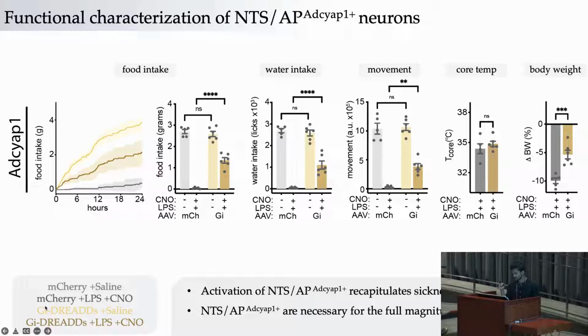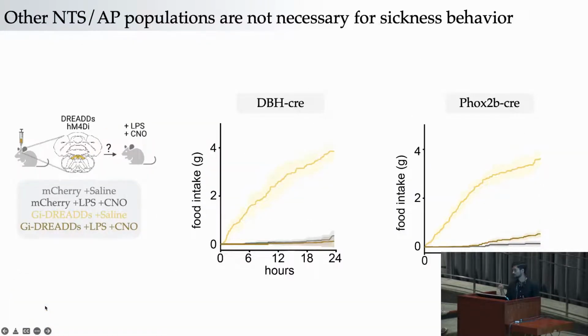saw active. Now, if we test other lines that we saw, we're able to induce some level of this sort of sickness response. We see that they are unable to block the actual induction of this response, indicating that the ADCYAP1 neurons are most likely the main player in this response for this region.